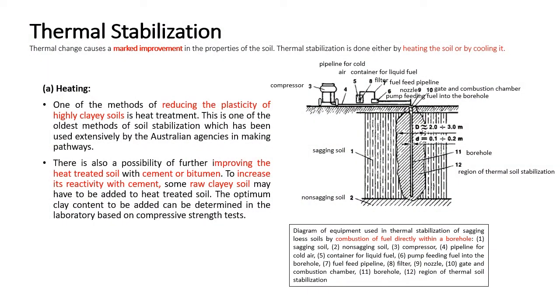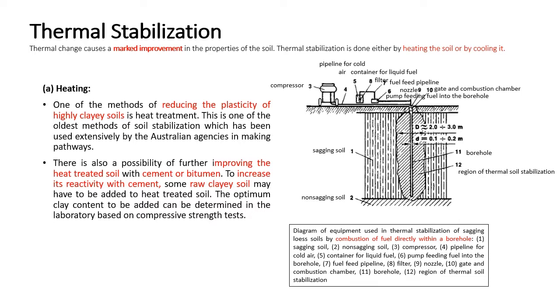Another stabilization technique is thermal stabilization. It is done either by heating the soil or by cooling it. One of the methods of reducing the plasticity of highly clayey soil is heat treatment. This is one of the oldest methods of soil stabilization, which has been used extensively by Australian agencies in making pathways.